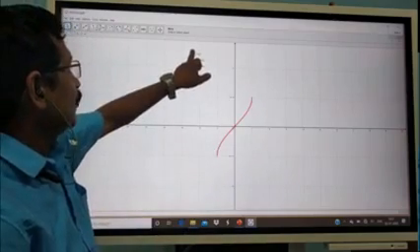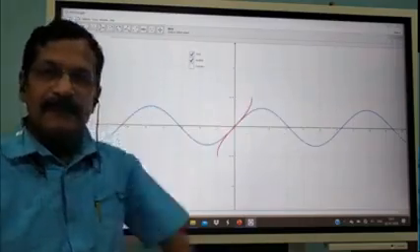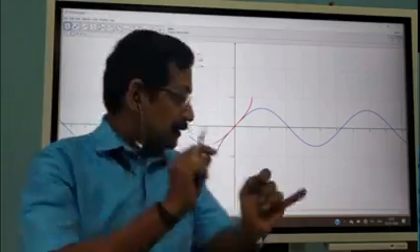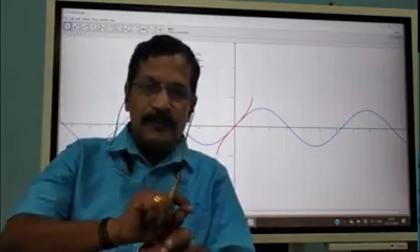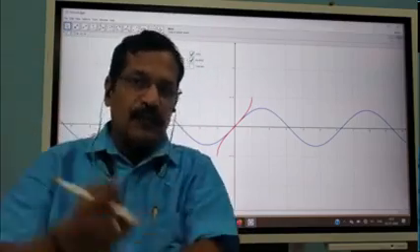Actually, what is the graph of sine? This is the graph of sine. But I told you that this graph is in the principal value branch. So the sine inverse can be defined in the remaining branches also.